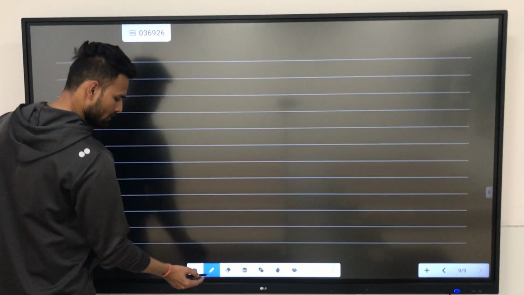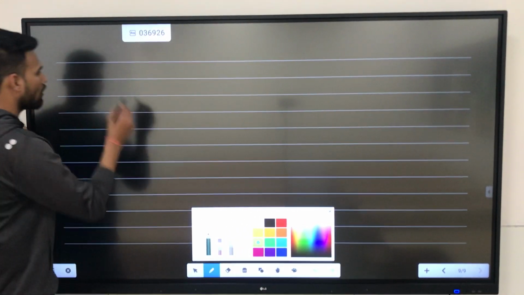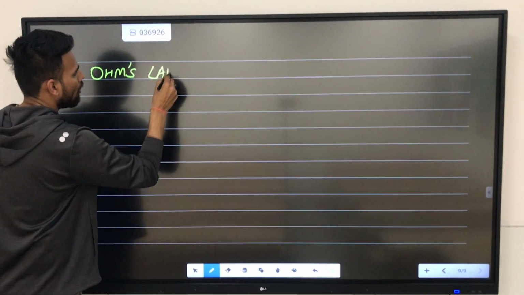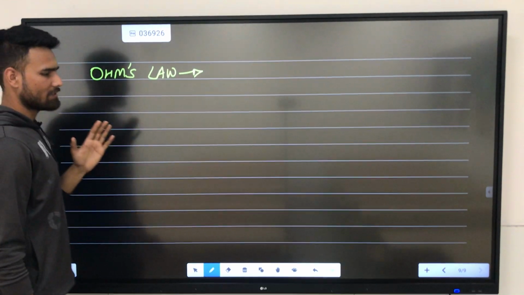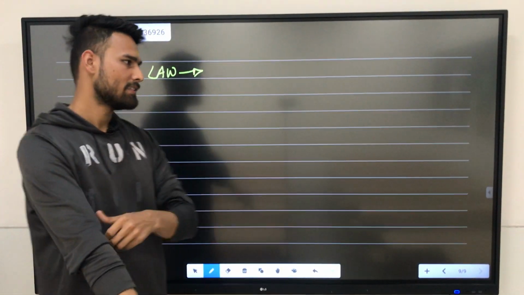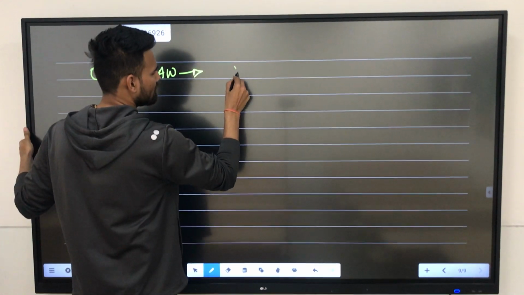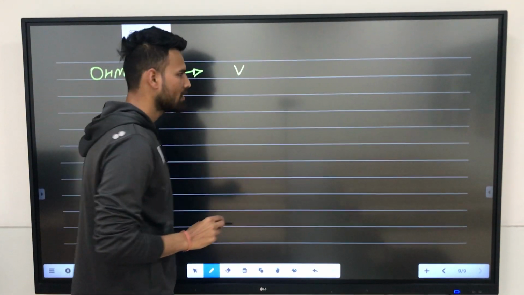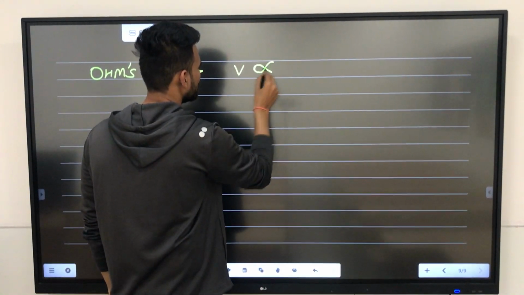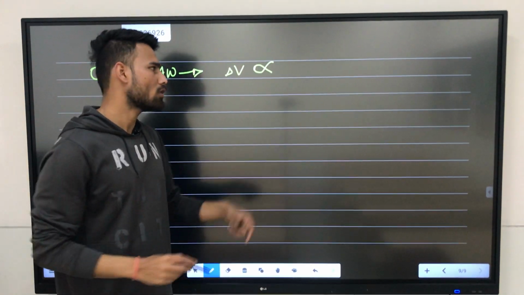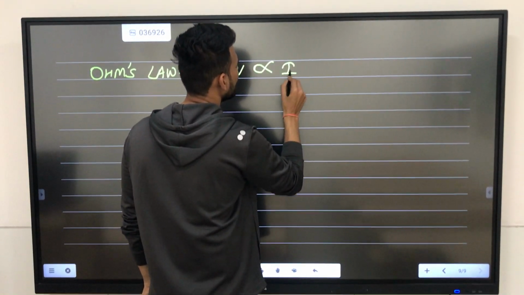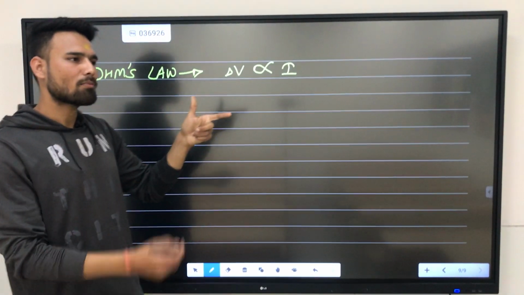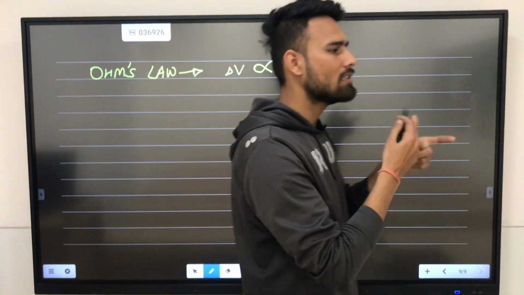And here we go. Our next topic is Ohm's law. What does Ohm's law state? Ohm's law states that the potential difference across any two points is always directly proportional to the current flowing. Am I clear or not? The potential difference across any two points is directly proportional to the current flowing across these terminals.